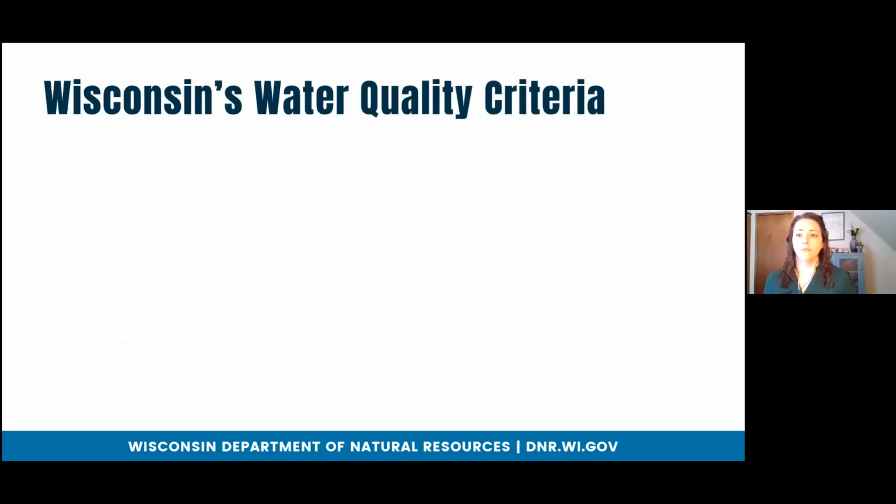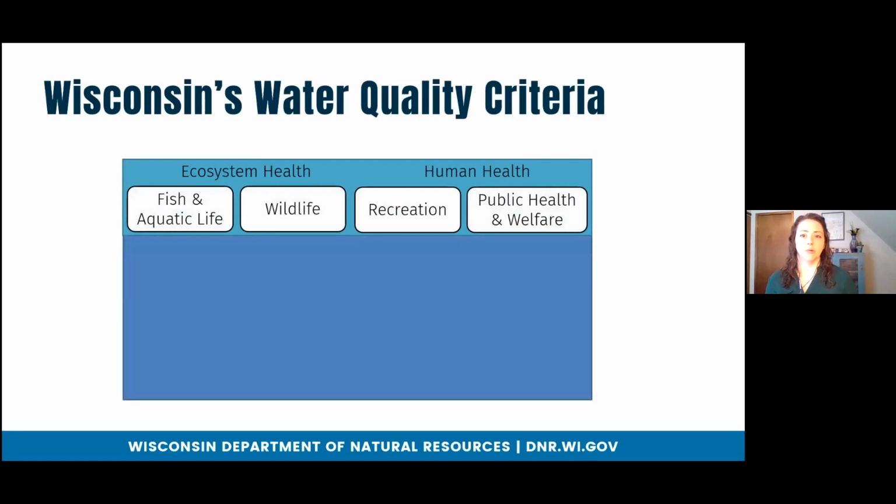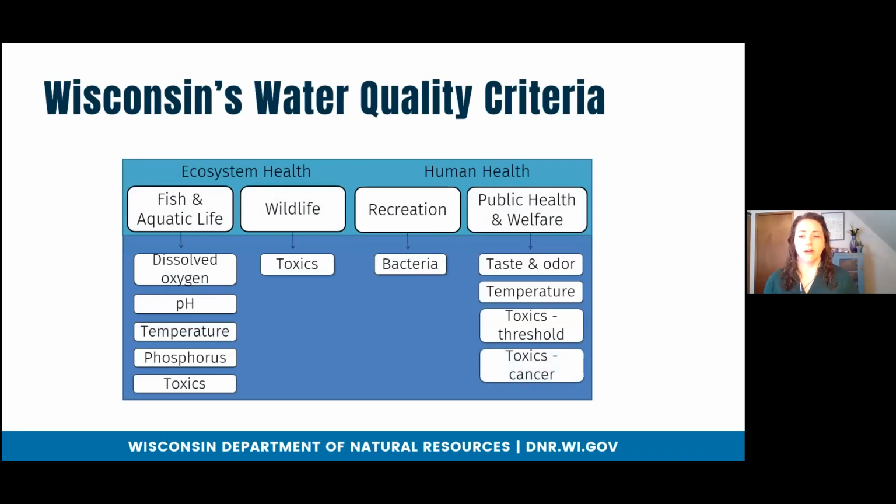So in Wisconsin, we have different water quality criteria that support our different designated uses. So we have our designated uses here. We have criteria down here that support each designated use. As you can see, for each designated use, we have different ways that we assess whether or not a water body is meeting that designated use. So to make sure that it's supporting the fish and aquatic life use, we make sure that it has adequate dissolved oxygen, that pH and temperature and phosphorus are in specified ranges or at specified levels, and then we ensure that there are no harmful amount of toxic pollutants in the water body, just as an example.